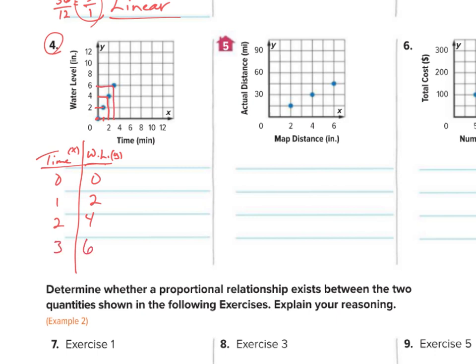So you can already see the pattern. 0 to 1 is 1, 1 to 2 is 1, 2 to 3 is 1, 0 to 2 is 2, 2 to 4 is 2, 4 to 6 is 2. So in each of these cases, we've got 2 over 1. So the answer to that question is yes, that is a linear relationship. And the rate of change is 2 over 1, or 2.